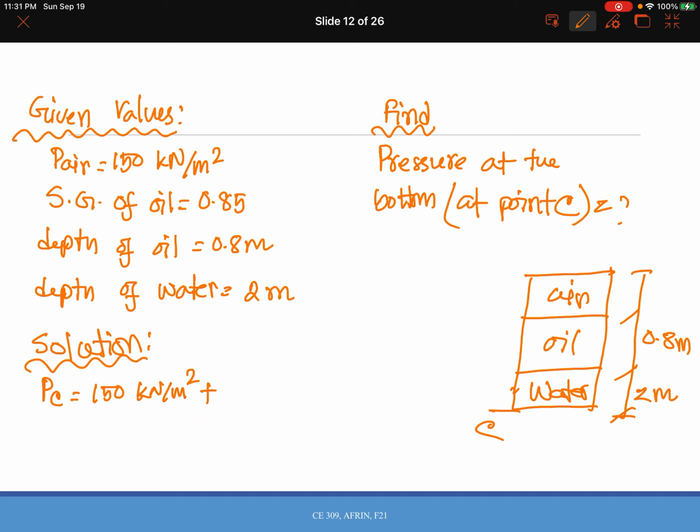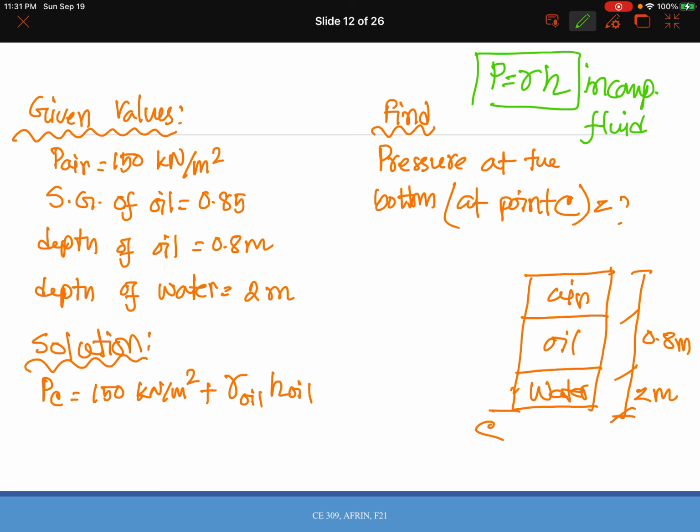Now, for oil, we don't know the pressure. So I will just write down this way, because if you remember, for incompressible fluid, pressure is gamma H, right? Okay. So for water, it will be this one.